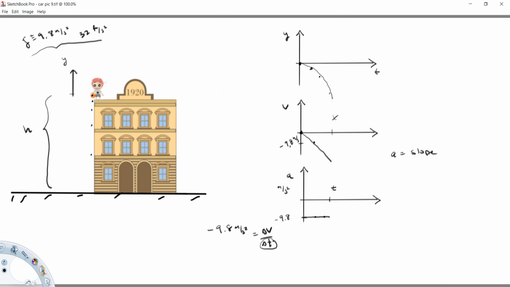Let me go through some possible changes. If we took the positive y direction and we reversed the direction, let's talk about how that would change these graphs. Okay. The acceleration, which we believe to be 9.8 meters per second downward, would now be positive 9.8, meaning that it's in the direction we're calling positive.